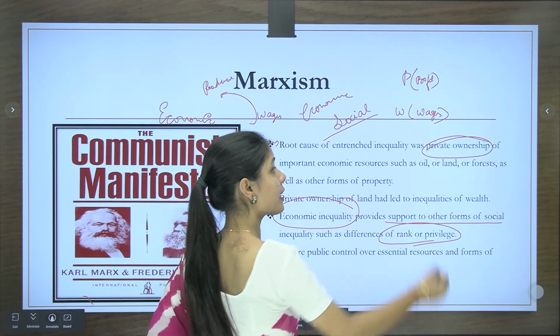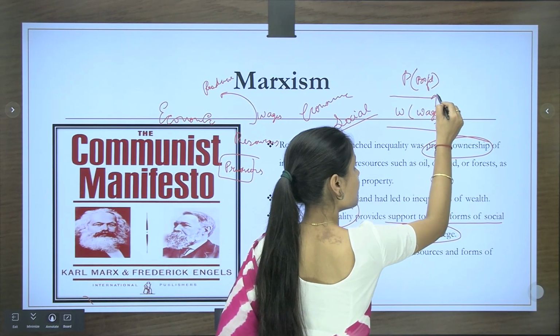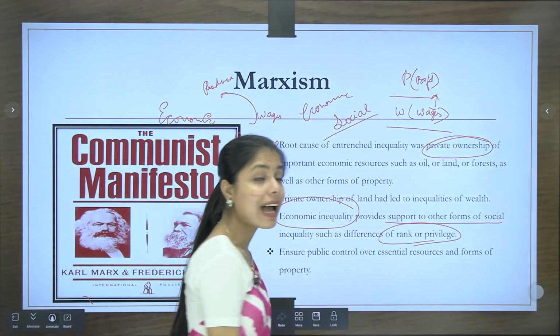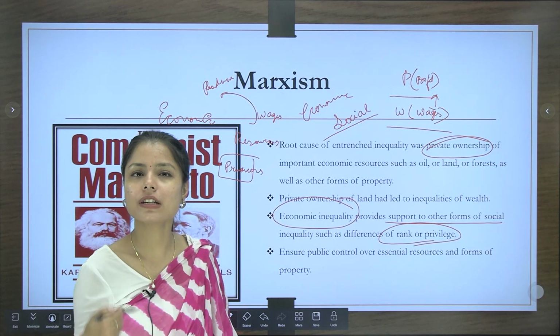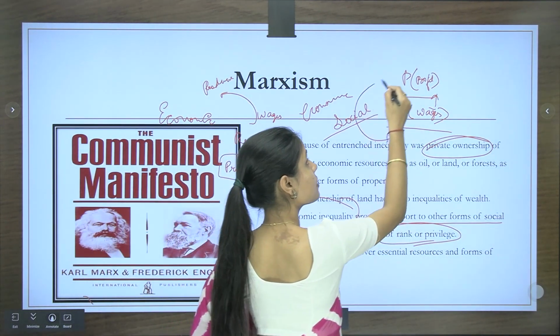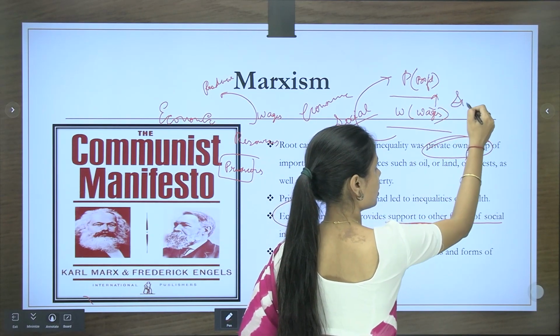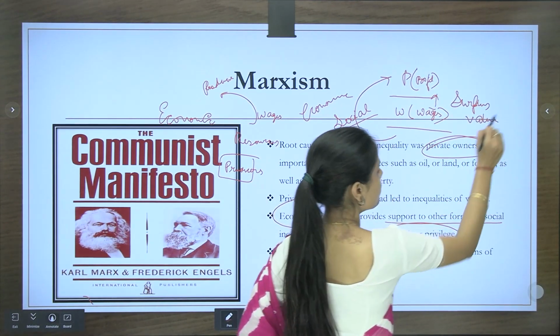Now when the producer gets profit and the worker gets wages, the difference between them starts to increase, and it never ends. Rather, it keeps increasing and increasing, because the wages are not fair, and all the surplus value, which in this case means profit, goes to the producer.